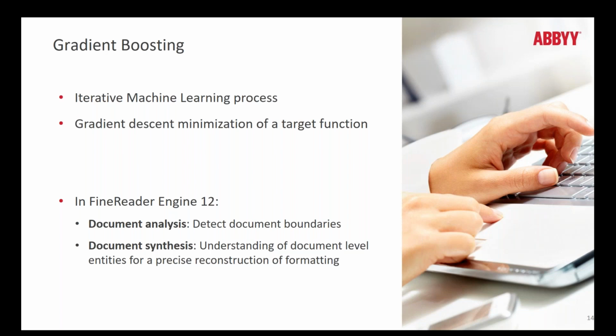And during the last step, basically during the document synthesis, after everything is done, after the technology extracts the text and recognizes the text, it will put the document together in the requested format, for example, Word or PDF. And because of the gradient boosting technologies, it is able to understand the document level entities. It is now able to precisely reconstruct the document, for example, to put the text back into paragraphs, to put the pages in the right order, and similar parts.